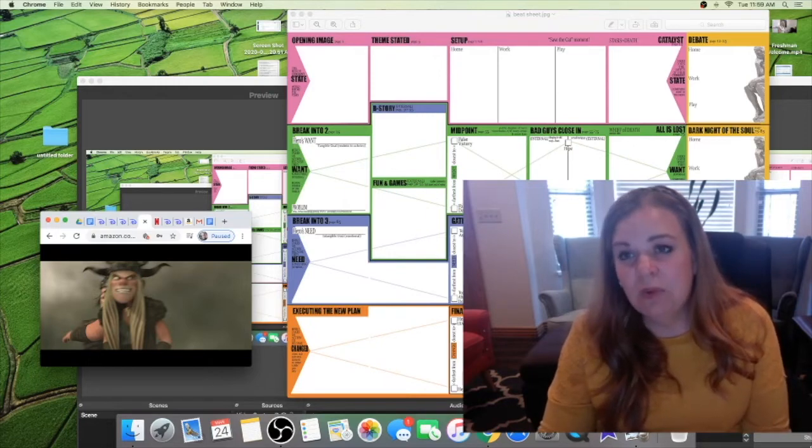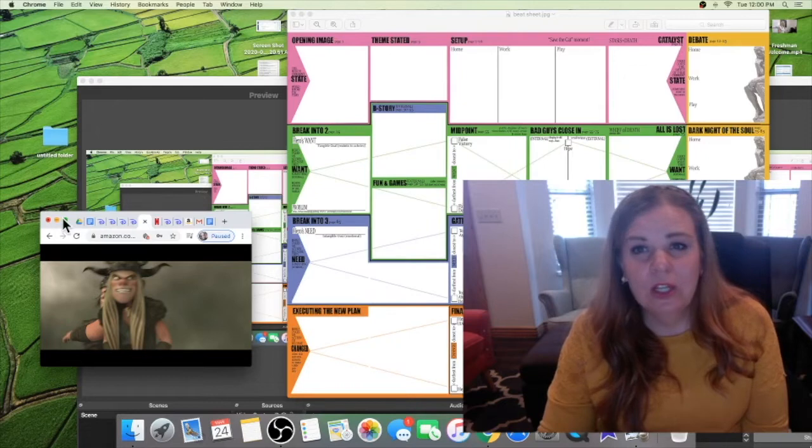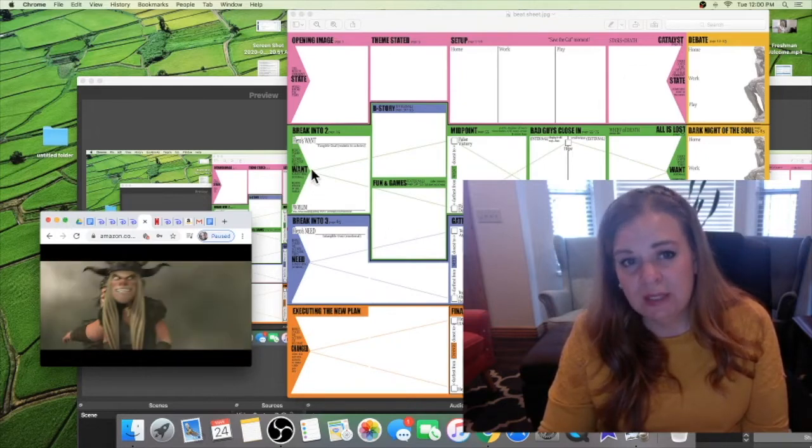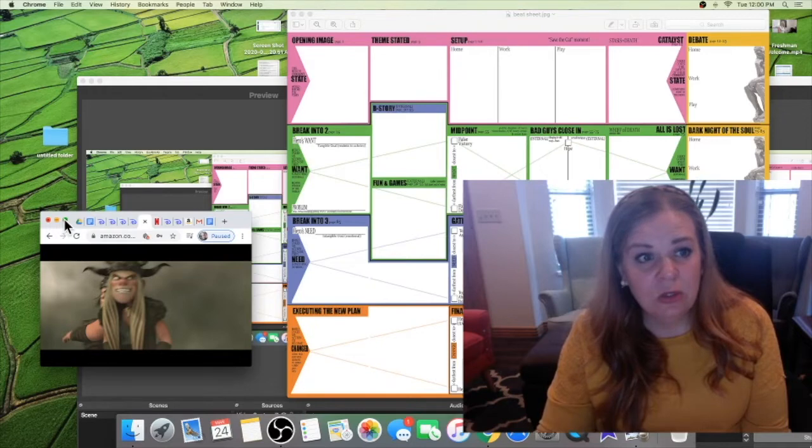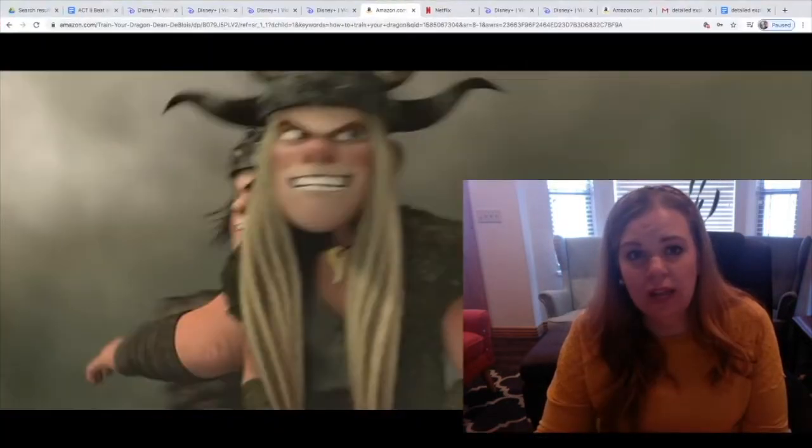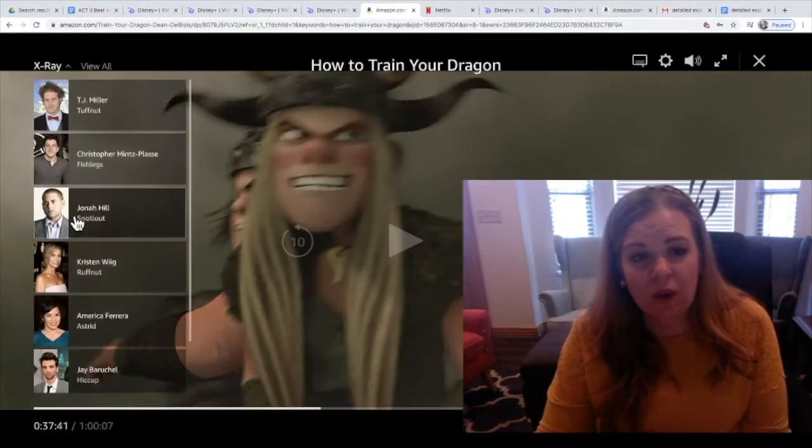We need to find where the end of Act 2 is, because we don't want you to go past that. So we're going to jump ahead here for a minute, and then we'll go back to the beginning of Act 2. But the first thing that we need to find is the end of Act 2. And what you're looking for at the end of Act 2 is called the Dark Night of the Soul.